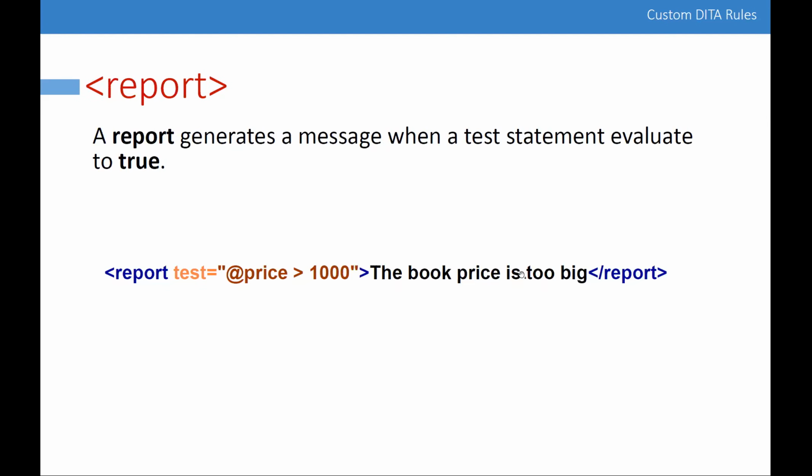Then a report generates a message when the statement evaluates to true in this case. So it's the reverse of the assert. So you report a problem when the price is greater than 1,000. This is how you read this rule. And the message, the book price is too big, will be triggered if the price is greater than 10. So it depends on the rule that you want to write. You can use either the assert or the report.